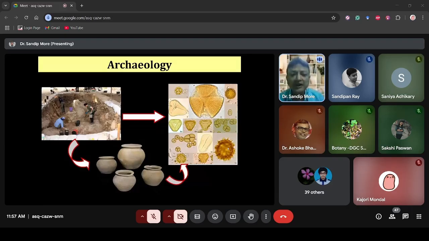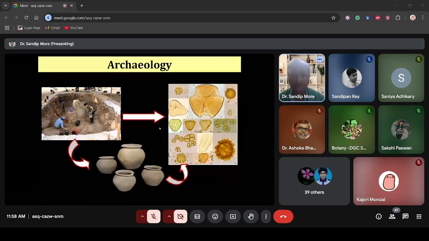What type of crops they used to cultivate? Obviously, it was wild variety. What types of vegetables, fruits, cereals, pulses they used to cultivate, as well as what type of plants they used to cultivate for their household animals. So this is also possible by the study of pollen grains from ancient pots.